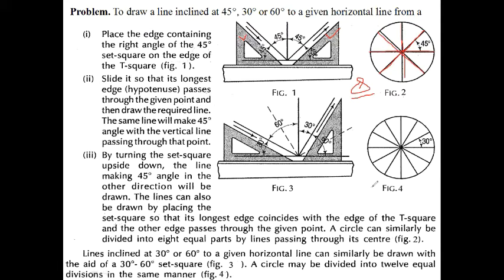In the same way, if the circle is to be divided into 12 equal parts, then we use the 30-60 set square. First we draw the circle. This is the center point. Through the center point, draw the vertical line and the horizontal line. Now, with the T-square lowered in the same way, we place the set square. First we use this set square to draw this 60-degree line, and using this set square we draw this 30-degree line.